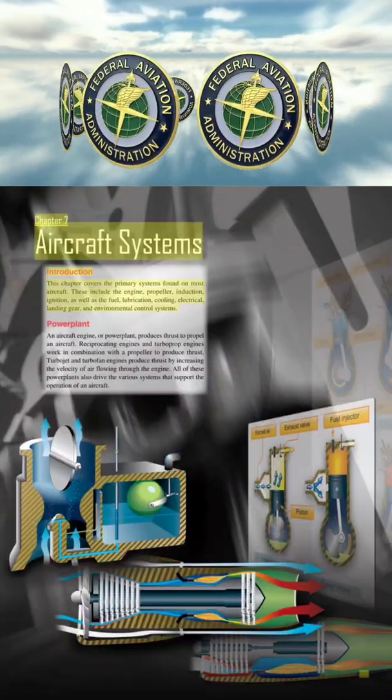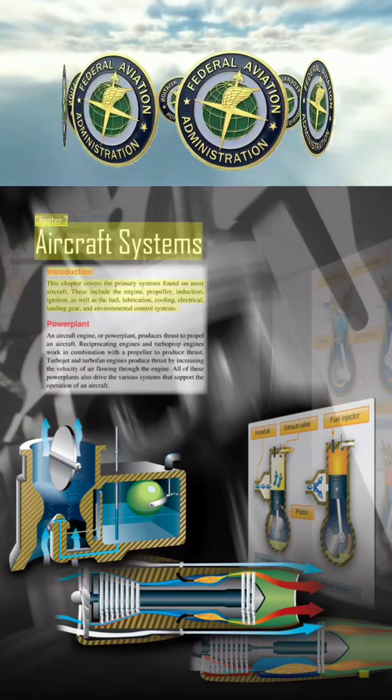7-1 Aircraft Systems. Chapter 7 Introduction. This chapter covers the primary systems found on most aircraft.